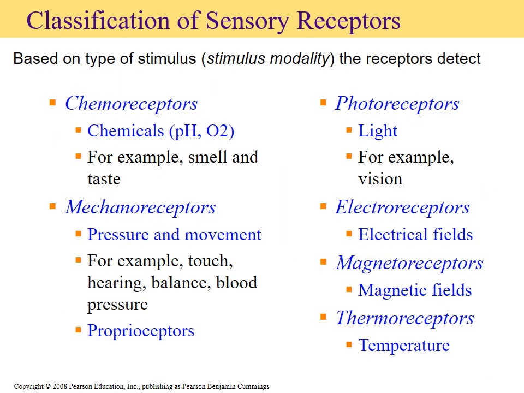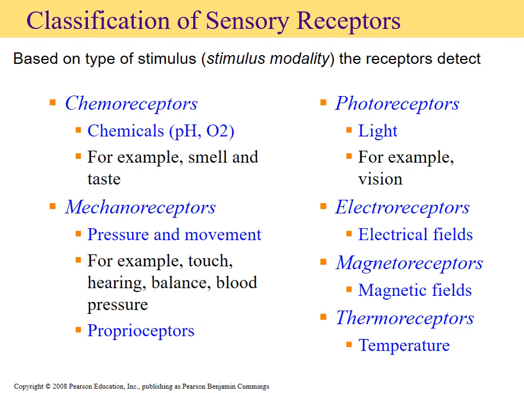So let me give you some examples of the stimuli that will correspond to the different categories. And obviously this is just a little quick screenshot because we're going to talk about it in more detail for each of the categories. So if you hear me mention a chemoreceptor, that means that it's going to be a sensory cell that can respond to different chemicals. So things like changes in pH, changes in oxygen concentration.